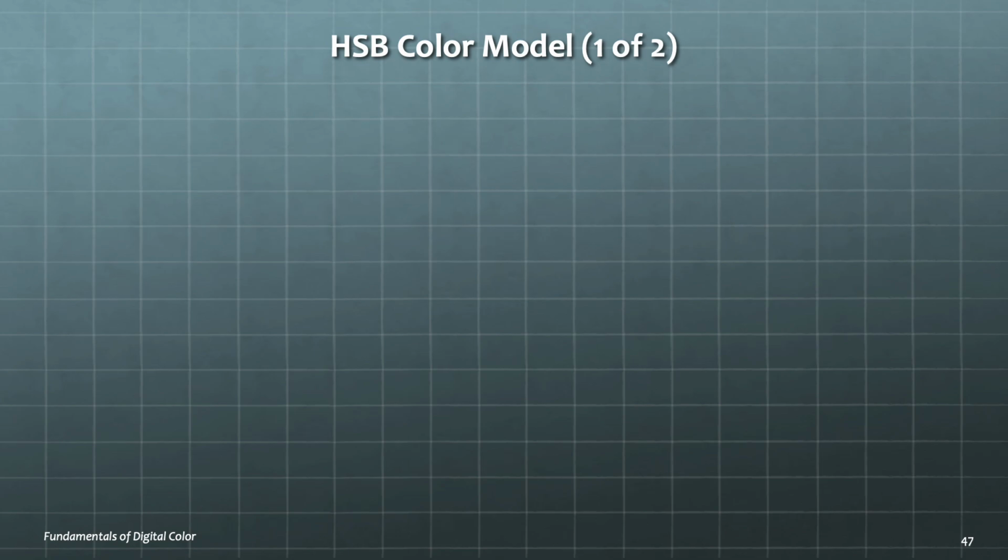Here's yet another color model. This is one that I recommend you take the time to really get comfortable with, because it's quite an intuitive model and it's the easiest one to use. HSB stands for hue, saturation, and brightness.